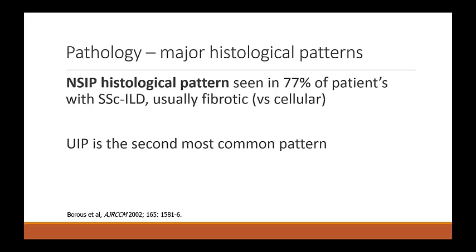When it comes to pathology, the most common histologic pattern you're going to see in patients with ILD is going to be NSIP, and that's up to 77% of patients. Most of the time, it's going to be fibrotic as opposed to the cellular type. The second most common pattern that you'll see is UIP.